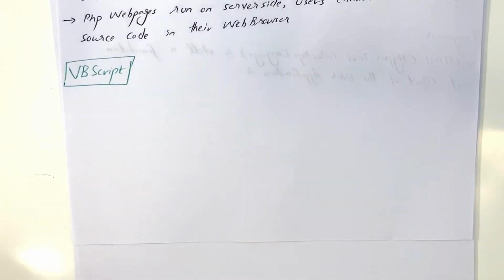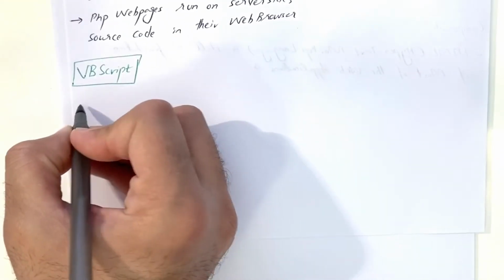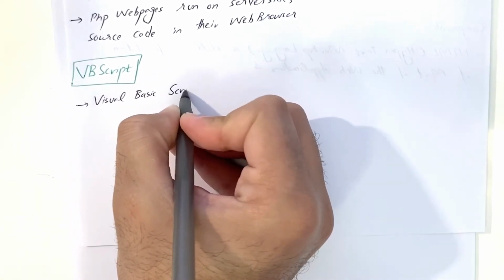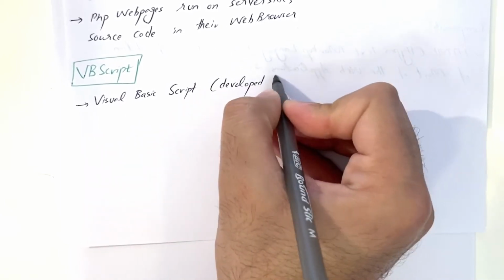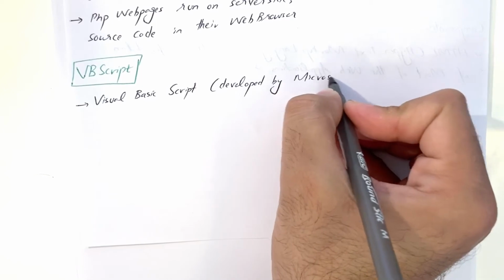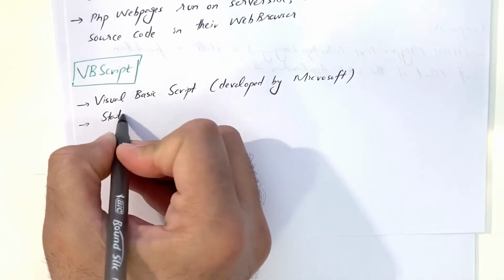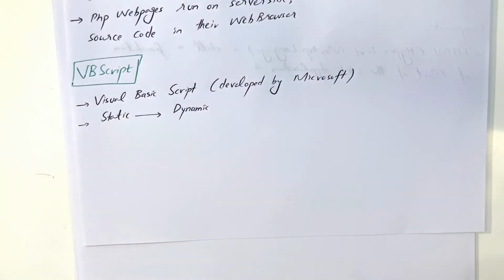Again, the same purpose. If we want to convert a static web page into a dynamic web page, we can actually use that. You can use multiple scripting languages as well, depending upon your requirement, depending upon what the application needs. So VB stands for Visual Basic Script, which is developed by Microsoft. So Microsoft has developed this scripting language. Again, the main purpose is to convert static web pages into dynamic web pages.